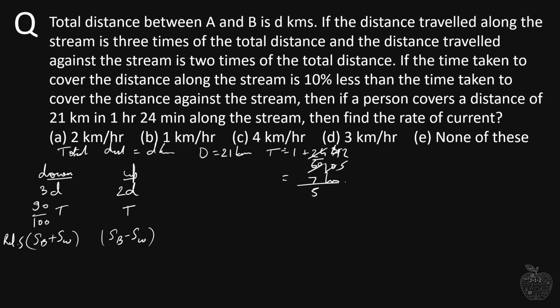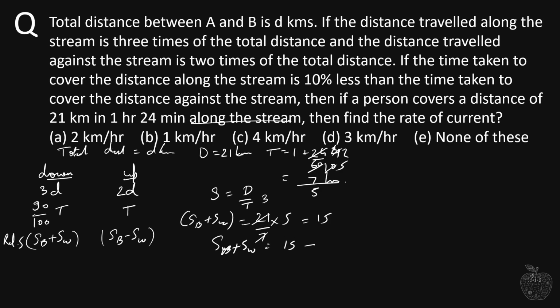Okay, so we have distance, we have time. Let's use the formula that says speed is equal to distance upon time. In the question, this person covers the distance along the stream, so that means it is covering the distance downstream. So the speed for downstream is SB plus SW, SW being the speed of water. The distance is 21 kilometers divided by the time, which is 7 by 5. This 5 will go in the numerator and gets multiplied here. So we get 7 3s are 21 and 3 5s are 15. So SB plus SW is equal to 15 kilometers per hour. Let's call this equation 1.